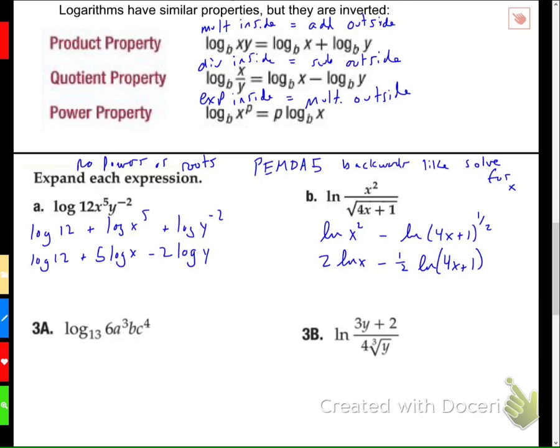Now, it's important at this point that you stop. Stop, because there is no addition inside. There's no rule that lets you separate addition inside. So we're done. Okay. Once you get down to addition inside of a logarithm, don't go any further.